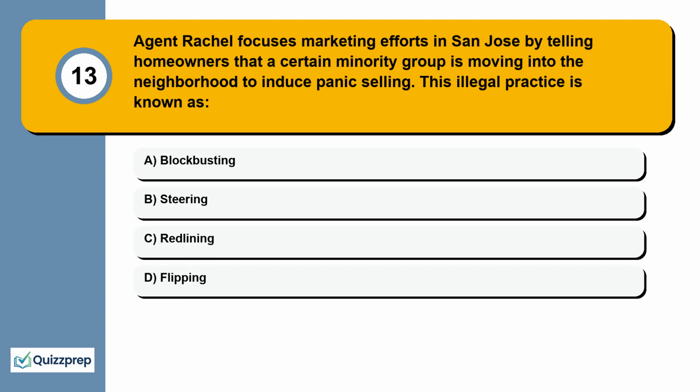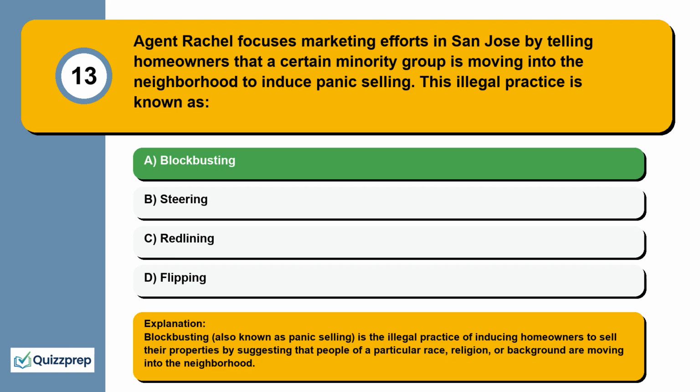Question 13. Agent Rachel focuses marketing efforts in San Jose by telling homeowners that a certain minority group is moving into the neighborhood to induce panic selling. This illegal practice is known as blockbusting, steering, redlining, flipping. Blockbusting, also known as panic selling, is the illegal practice of inducing homeowners to sell their properties by suggesting that people of a particular race, religion, or background are moving into the neighborhood.